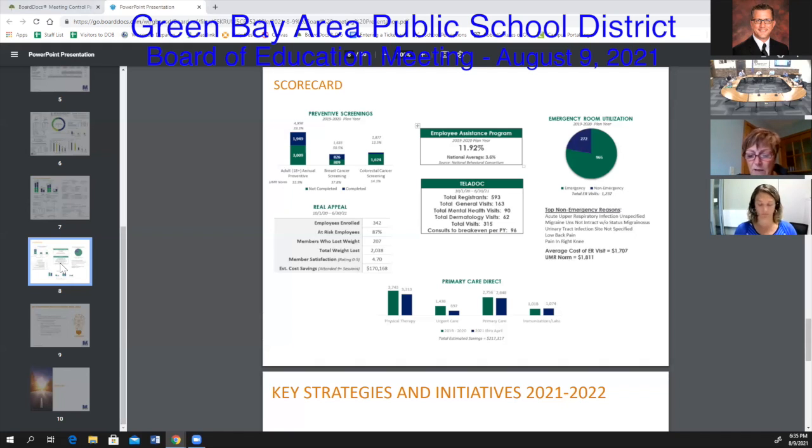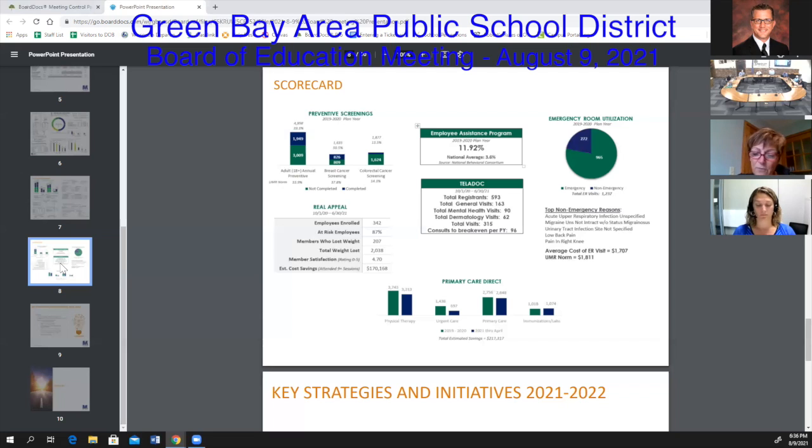The Teladoc program was another program that we implemented October 1st in the middle of the pandemic. This program allows members, once registered, a really fast and easy alternative 24/7 to some acute chronic needs. The total registrations between October 1st and June 30th were 593. There was a total of 163 visits for general health, 90 visits for mental health, and 62 visits for dermatological visits. We make note on here there were 315 visits.